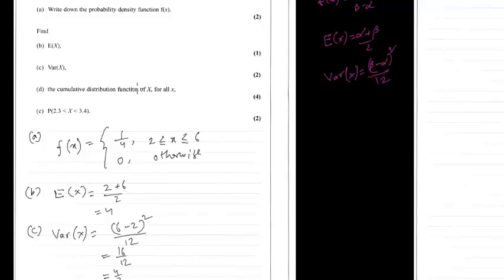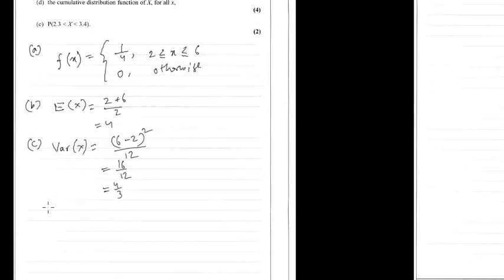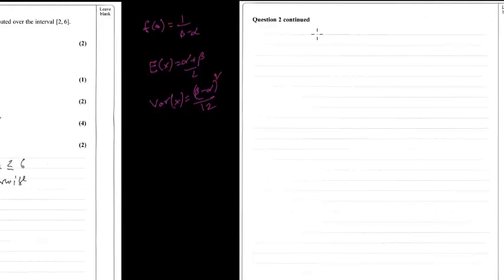D, find the CDF. For finding the CDF we need to integrate. So CDF equals integration of f(x). Integration of 1 by 4 dx. Let's move on to the next page. Integration of 1 by 4 is 1 by 4 x, and we write plus c. Therefore the CDF equals 1 by 4 x plus c.